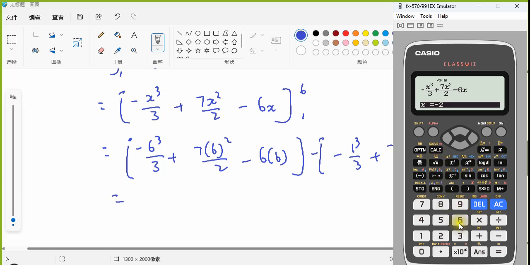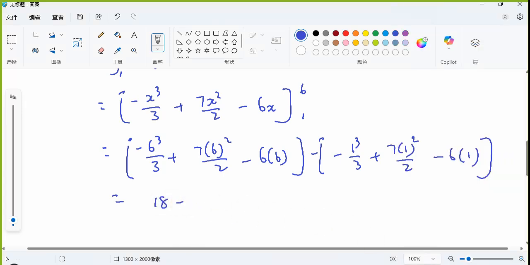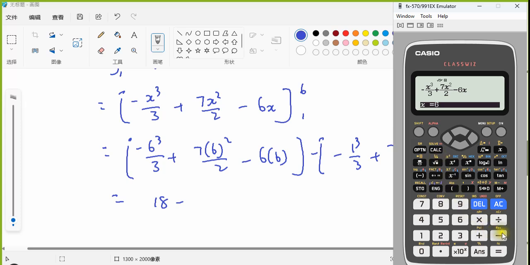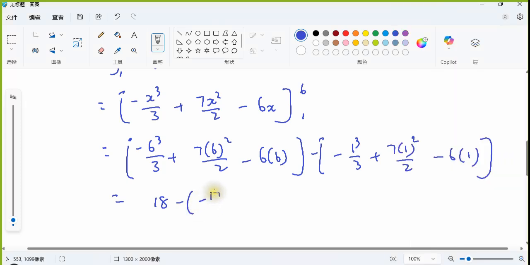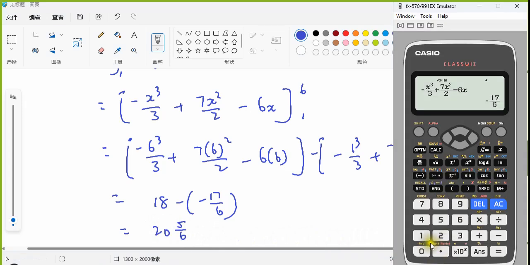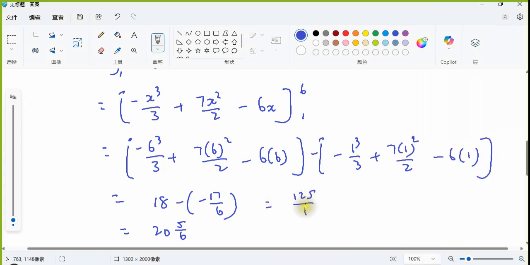We substitute with 6, then it's 18, and we substitute with 1, then we have 17 over 6, then it is 20 and 5 over 6. So we have 18 minus, the answer is 125 over 6. Yeah, correct.